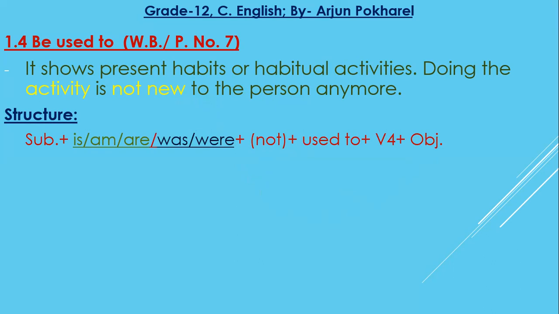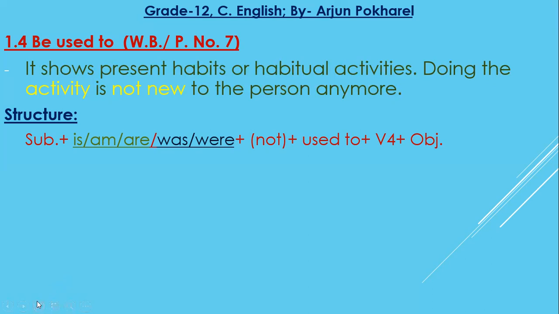Subject plus is, am, are for present tense, and was, were for past tense. And you have to include "not" there if the sentence is negative, and if the sentence is positive, then you don't have to insert "not" there. Not is the negative word. That's why subject plus is, am, are if the sentence is in present tense, and was, were if the sentence is in past tense, and not plus used to plus V-ing plus object.